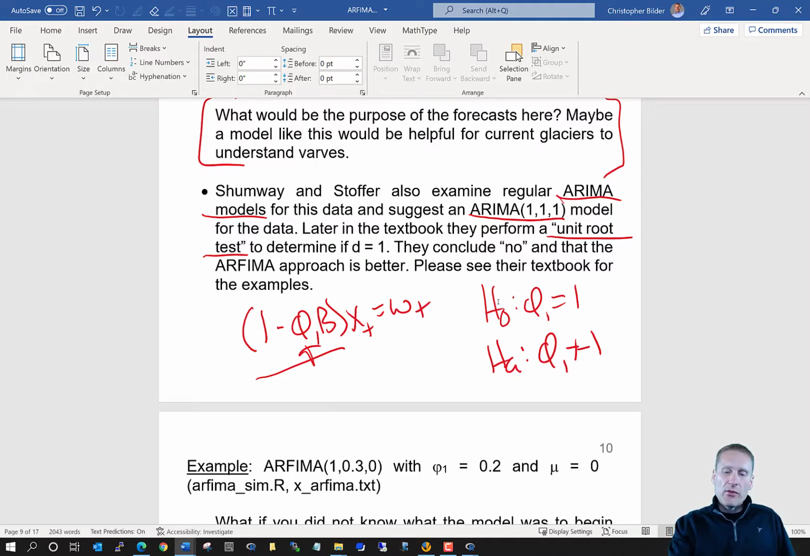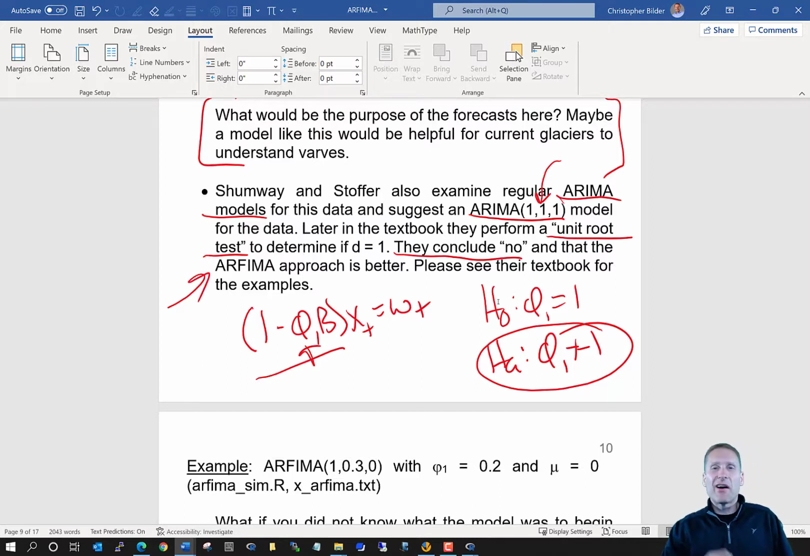And they do this test, and they conclude from the test using a p-value that no, reject H0, suggesting that a full difference that you have for this particular ARIMA 1-1-1 model is not actually needed. So therefore, from that, they said, yes, the ARFIMA approach is better.